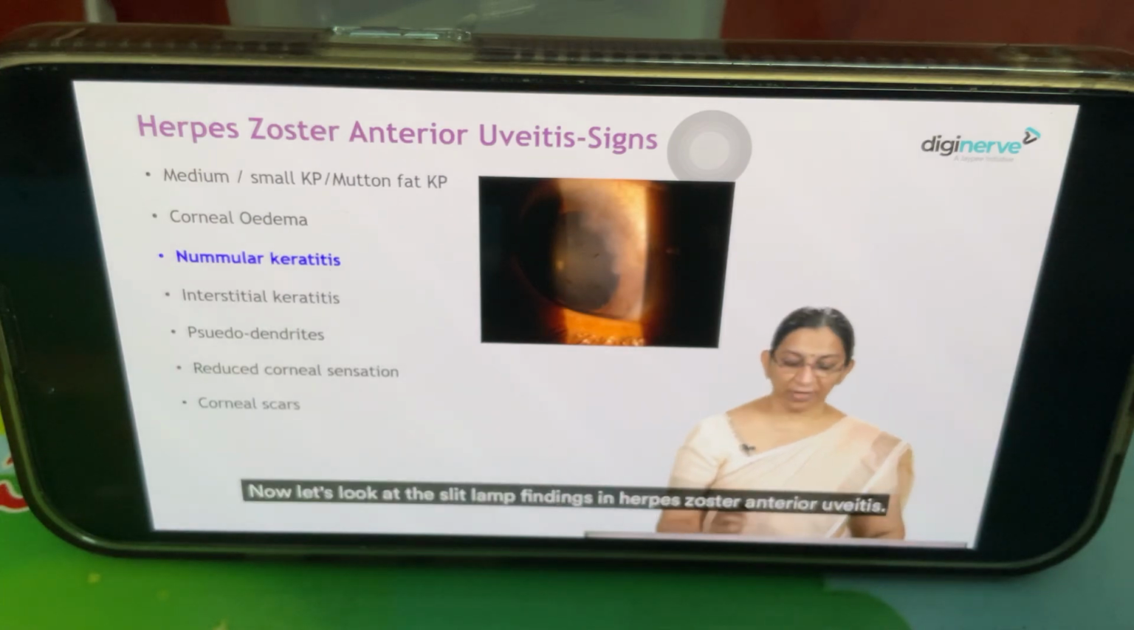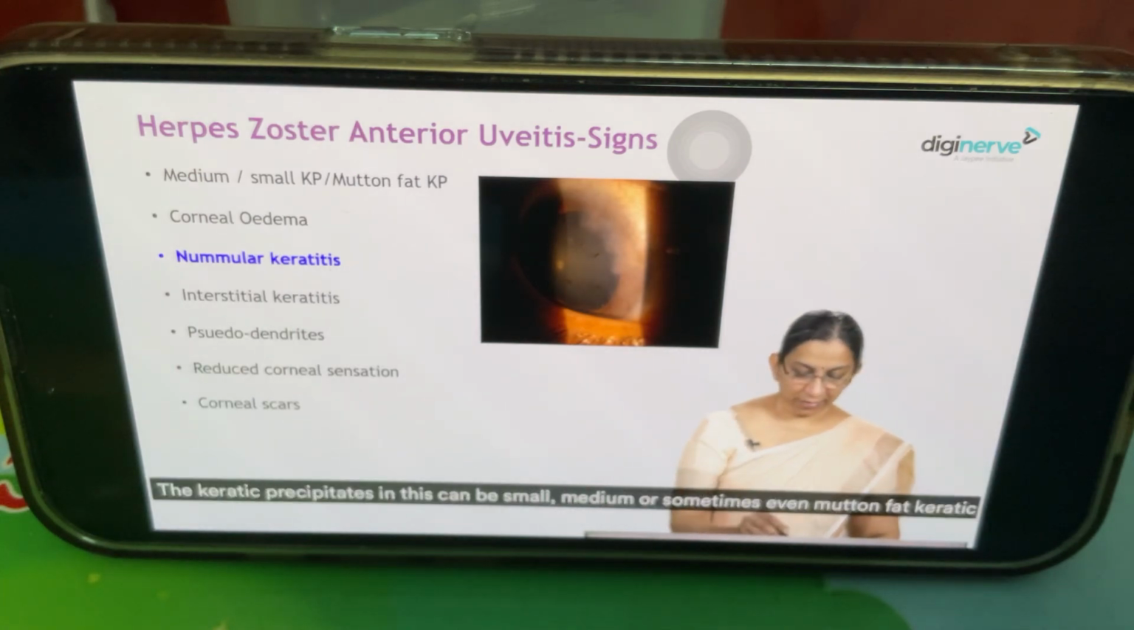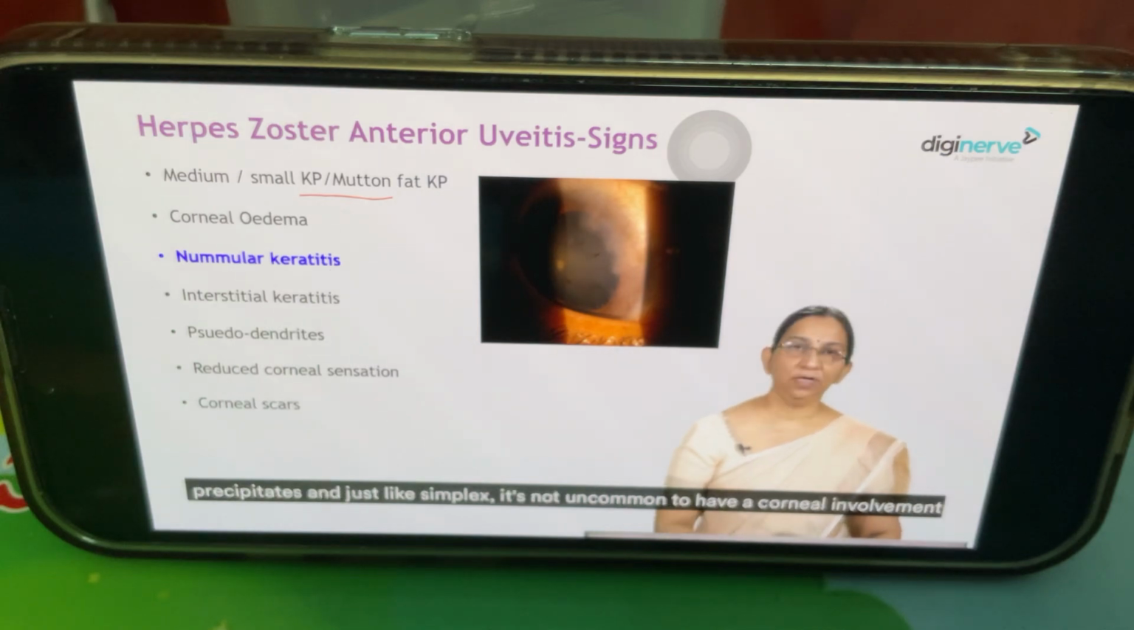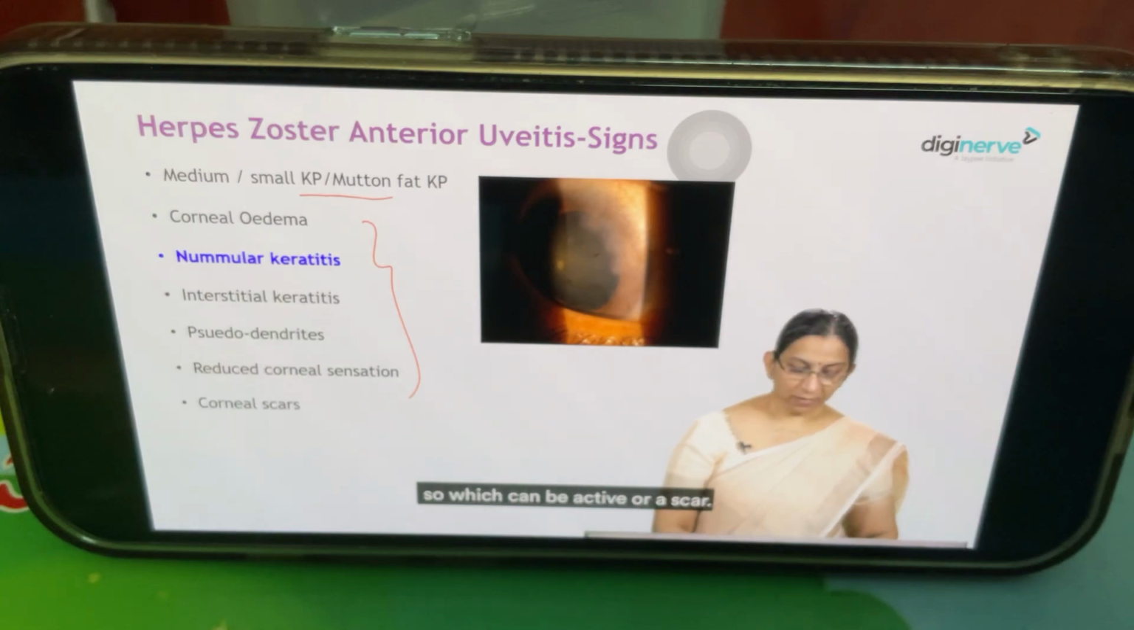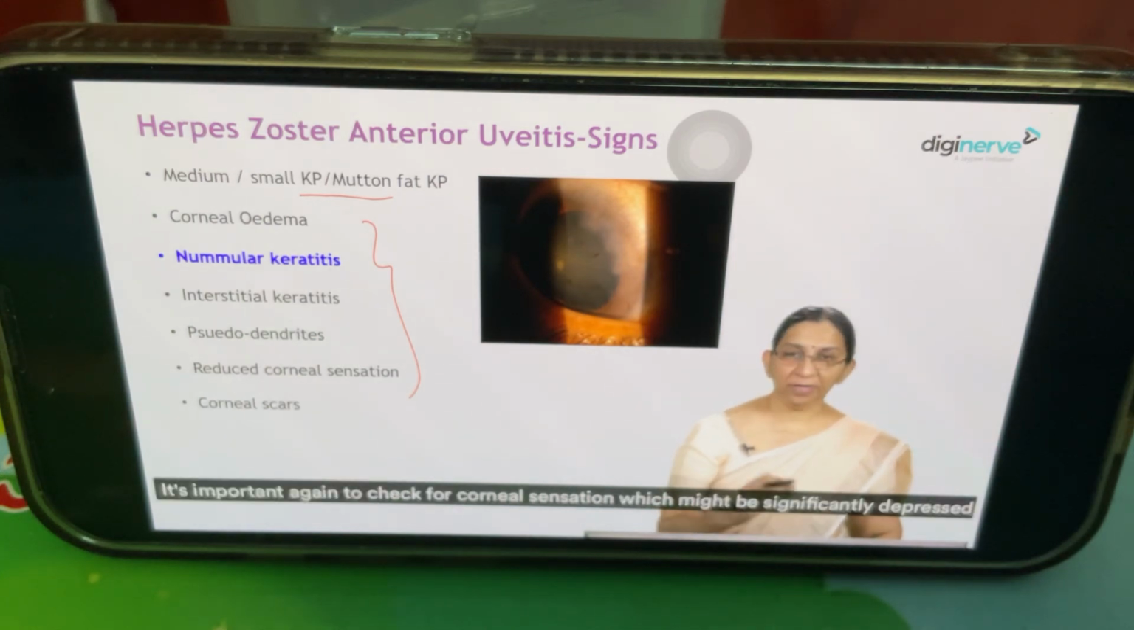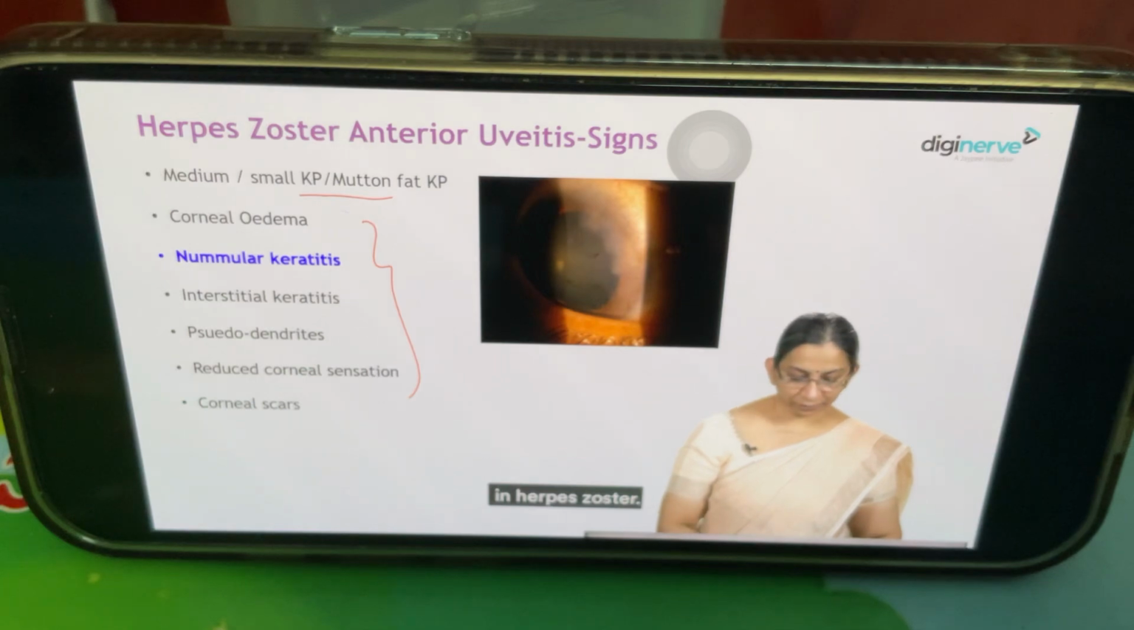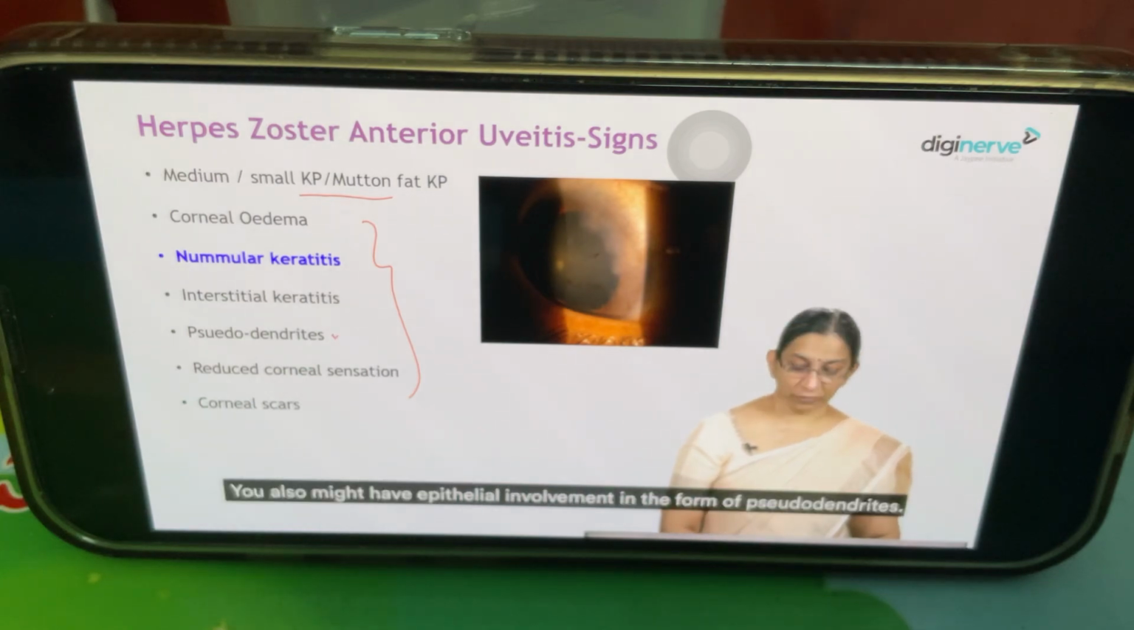Now let's look at the slit lamp findings in herpes zoster anterior uveitis. The keratic precipitates in this can be small, medium, or sometimes even mutton fat keratic precipitates. And just like simplex, it's not uncommon to have corneal involvement, which can be active or a scar. It's important again to check for corneal sensation, which might be significantly depressed in herpes zoster. You also might have epithelial involvement in the form of pseudodendrites.